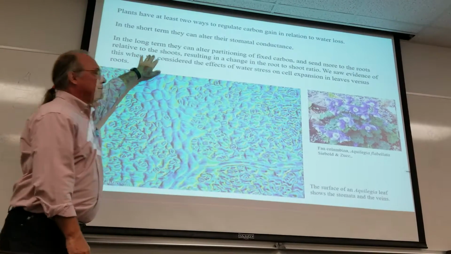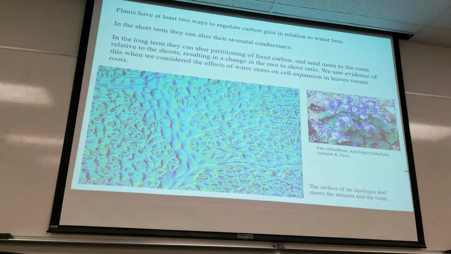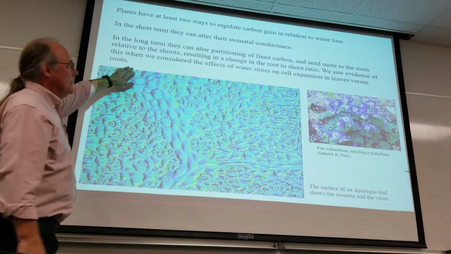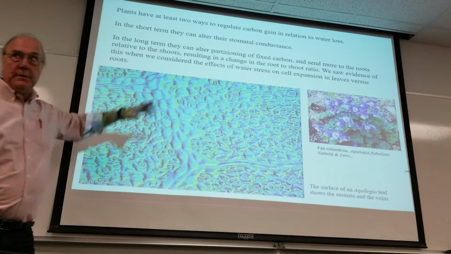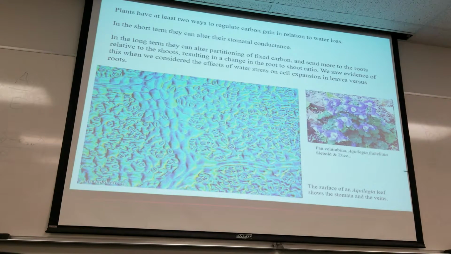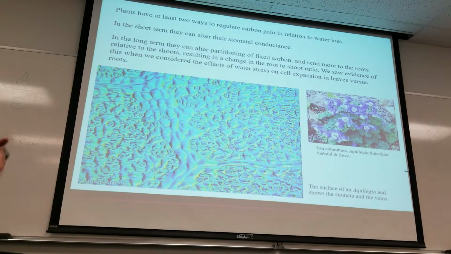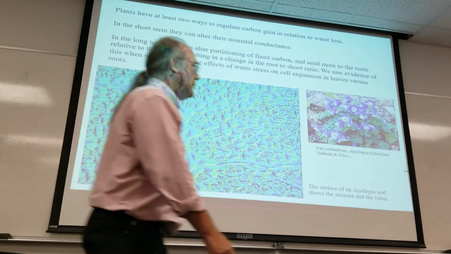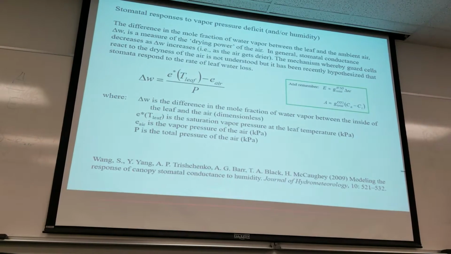In the long term, they alter the partitioning of carbon to the roots and shoots. And this is mediated by cell expansion rates in the leaves versus in the roots, as we talked about when we're looking at water stress effects on cell expansion. And so the long-term result of that altered carbon partitioning is more roots per unit of leaf on the plant, which is a good strategy if water is a limiting resource, because you want more water for every little bit of plant. So that's typical short and long-term response.